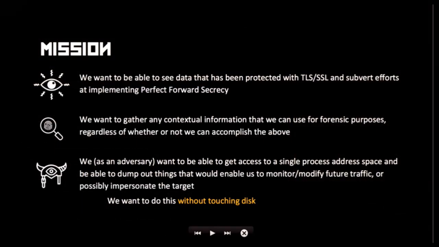And then finally, from a bad guy's perspective, it's kind of cool if we could just get access to a single process and dump out things we need to decrypt things in the future and in the past, and be able to impersonate the server if we can pull out the private key, maybe. Without touching disk. So what do the secrets look like?